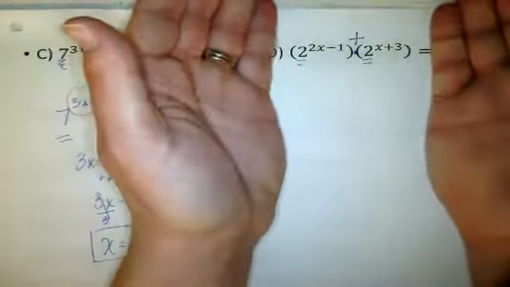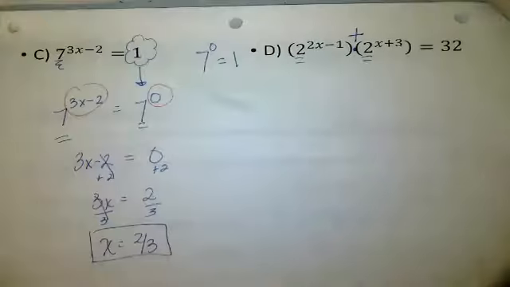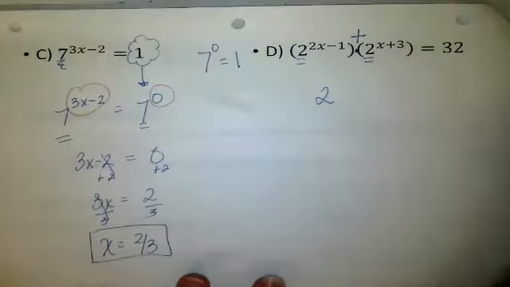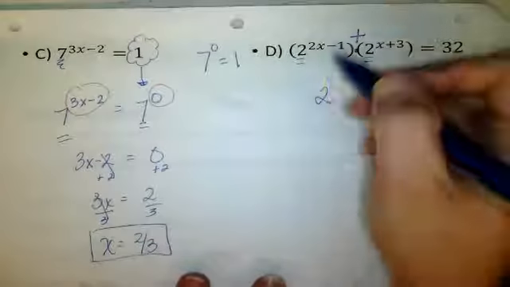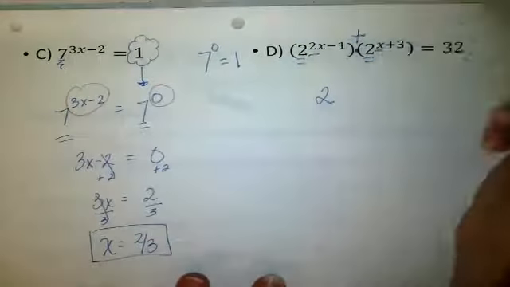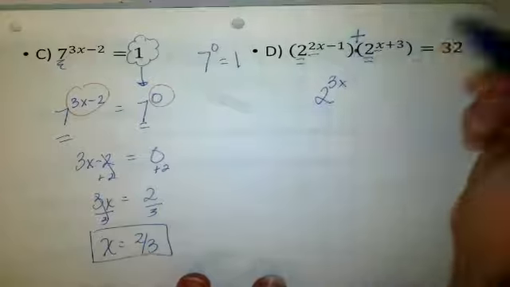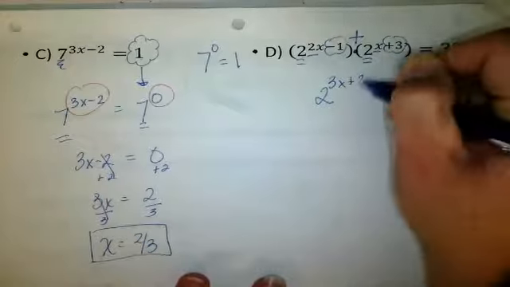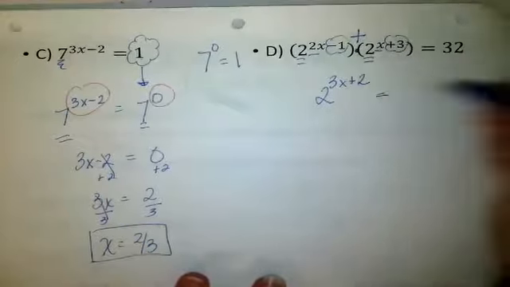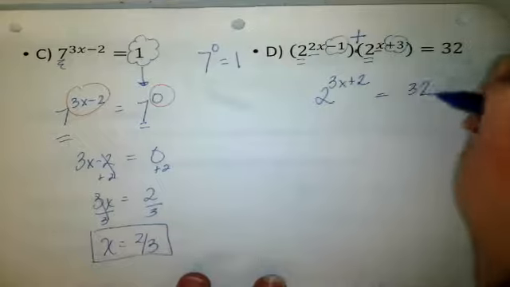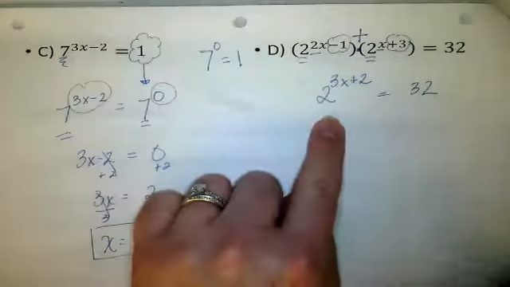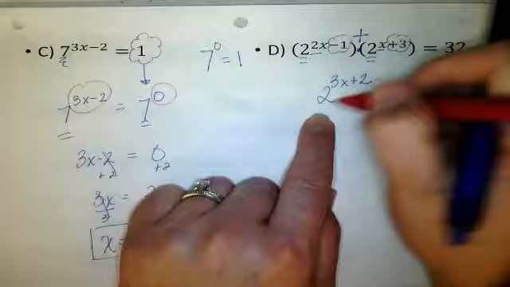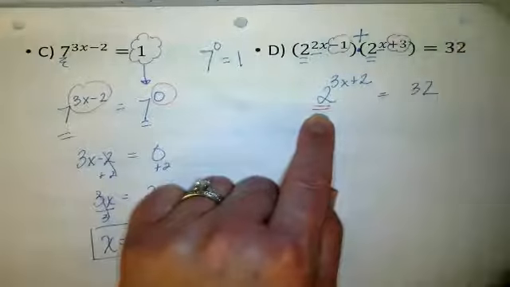We need to clean up this left-hand side before we worry about anything else. So I'm going to keep my base the same, and we're going to add our exponents. 2x plus 1x is 3x. Negative 1 and a positive 3 gives me a positive 2, equals 32. So we cleaned up the left-hand side. That's very good. And now what I want to do is write things with the same base. Here I have a base of 2.